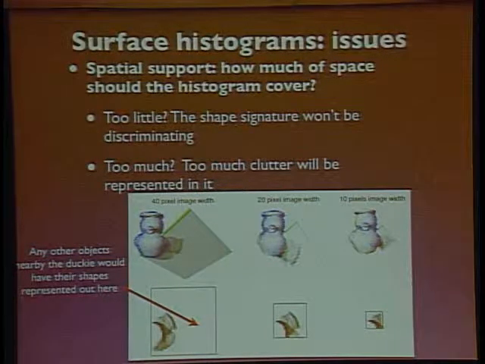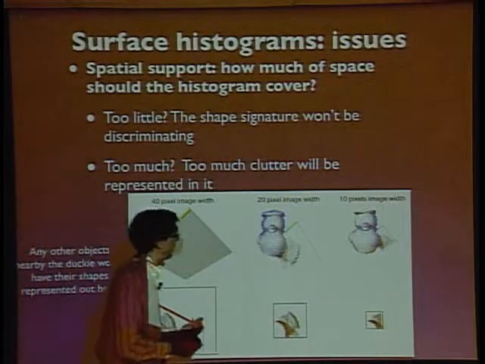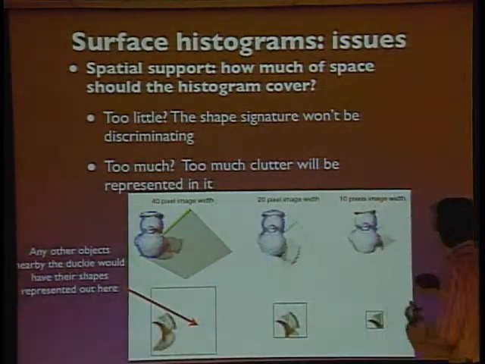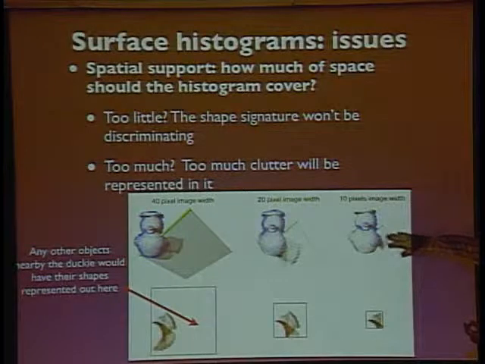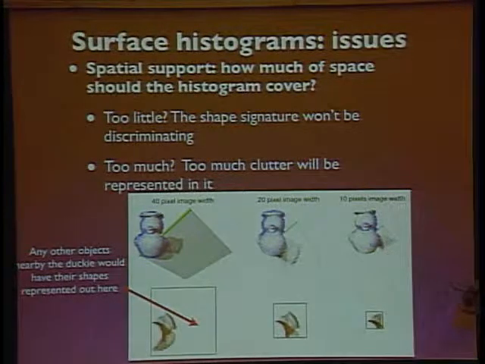So there's a set of engineering issues which we have just started to broach. One of them is called spatial support, which is to say, how much of space should this histogram cover in order to make sure that your description of the object is distinctive, but not overkill. If it covers too small an amount of space, like this one, for example, then if you only look at a very small neighborhood around you, everybody looks like the same thing. They all look planar.